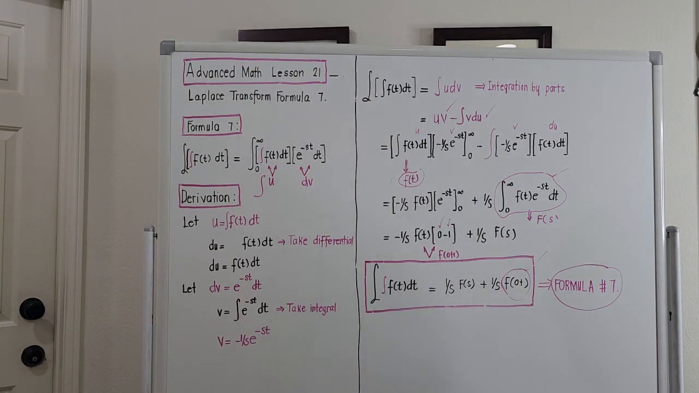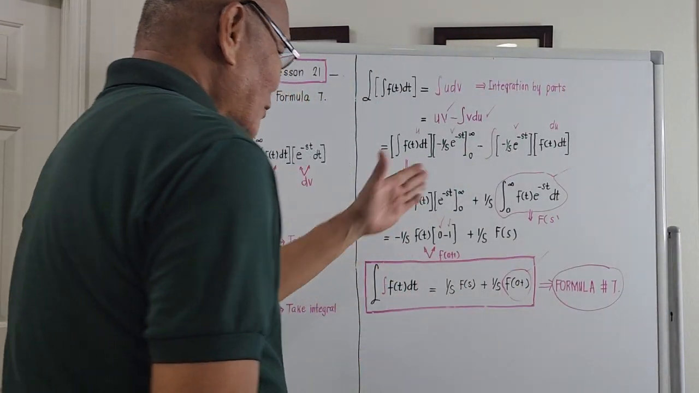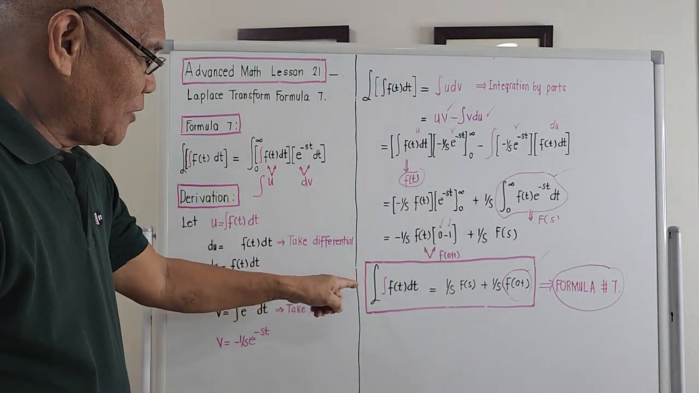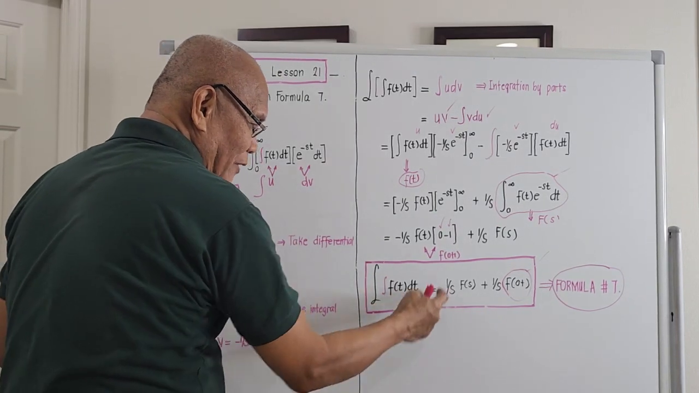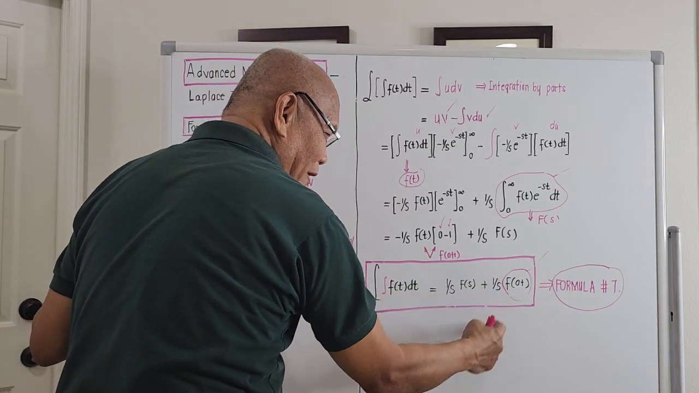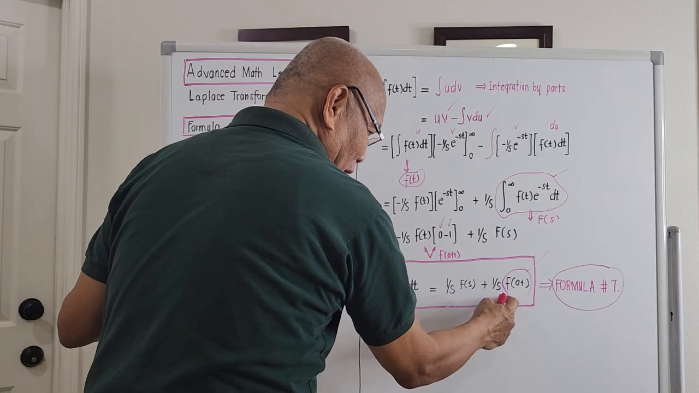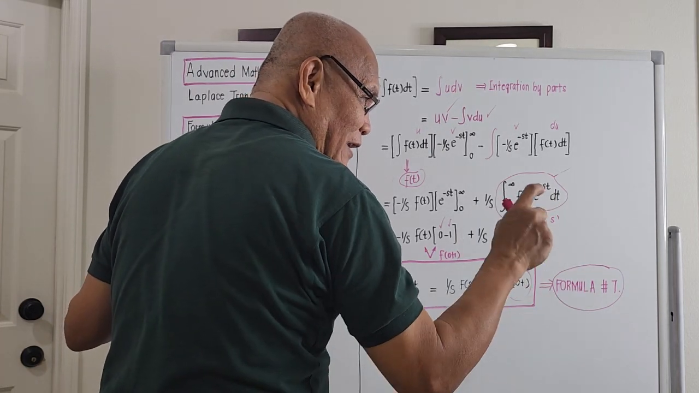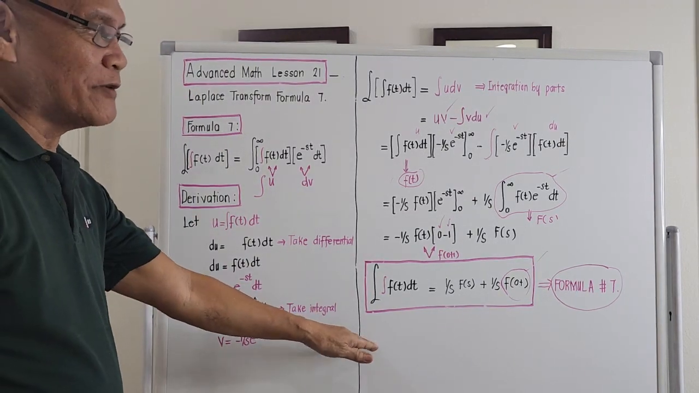Okay, that's it, guys. We have derived already formula number 7. The Laplace transform of the integral of function of t dt will be 1 over s, capital letter F as a function of s, plus 1 over s times f sub 0 plus, where f sub 0 plus is the value of the function at time t equal to 0. Okay, that's formula number 7.